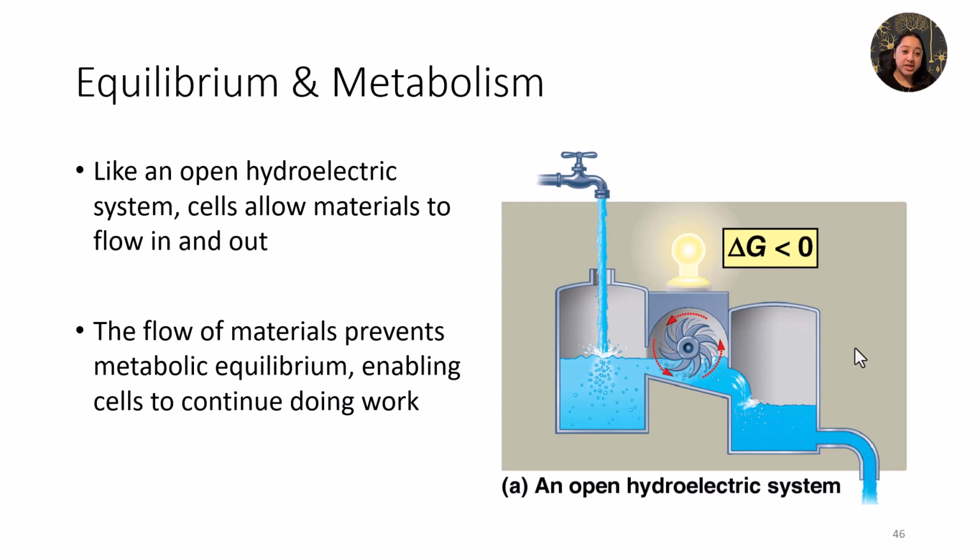So in an open system, like an open hydroelectric system, it's not closed off. You're going to get addition of stuff. So cells actually allow materials to flow in and out, right? A cell is not impermeable at all. The cell is permeable and lives in an environment and has surroundings. So stuff is going to come in and out. Like in an open hydroelectric system where there is more water, cells do allow materials to flow in and out. And so this flow of material prevents metabolic equilibrium and enables cells to continue doing work.